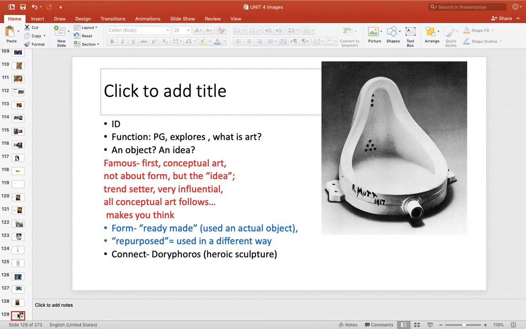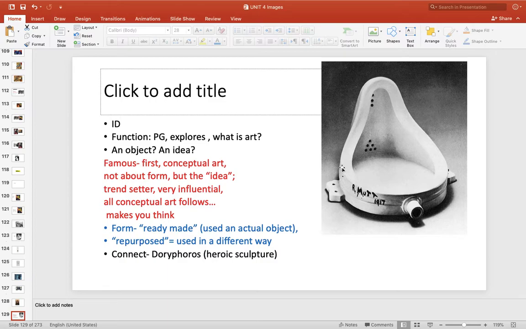There's actually a very important work. This is exploring what is art. Is art an object, something you make, or is it an idea? Why is this famous? It's the first conceptual art. It's about the idea, not the form. Remember the shovel. He's a trendsetter, hugely influential. All conceptual art will follow this.